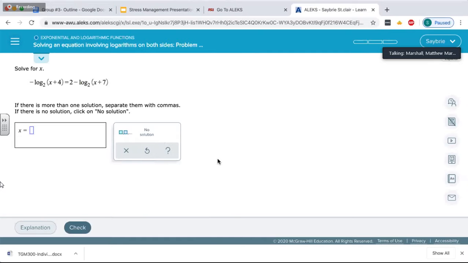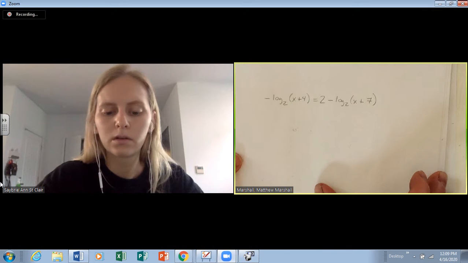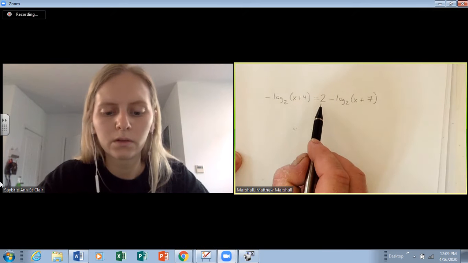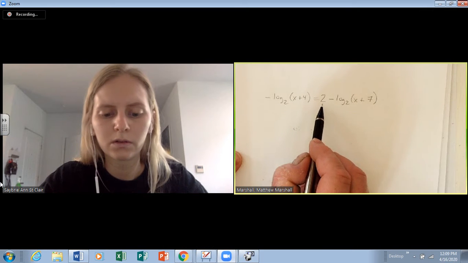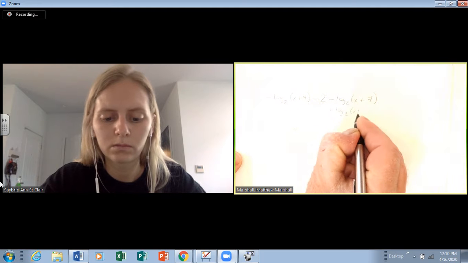Okay, negative log base 2 of x plus 4 equals 2 minus log base 2 of x plus 7. All right, I got that on paper. If you want to switch over, I could show you what I do on this one. Okay, so the first thing, I'm going to isolate this 2. I'm going to add log 2 of x plus 7.